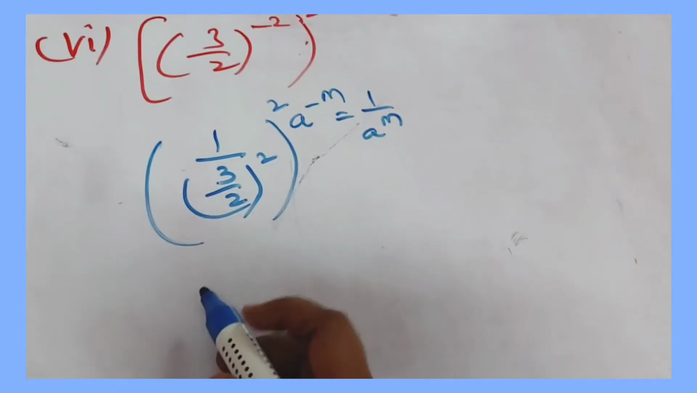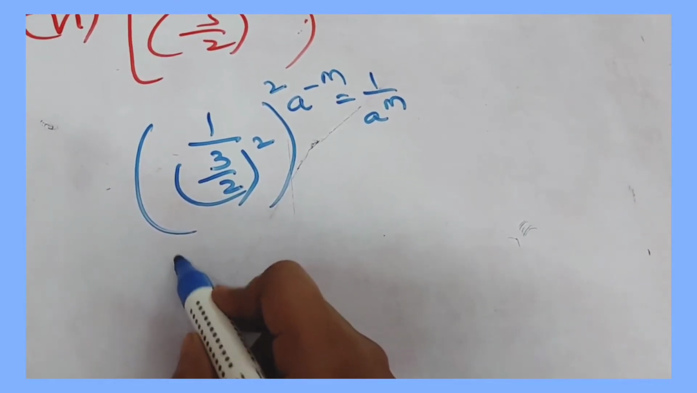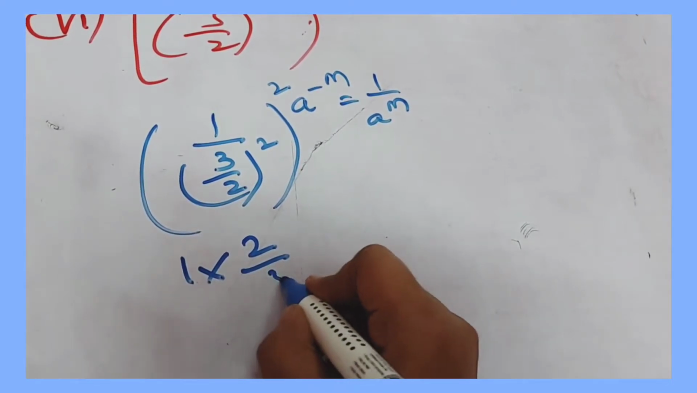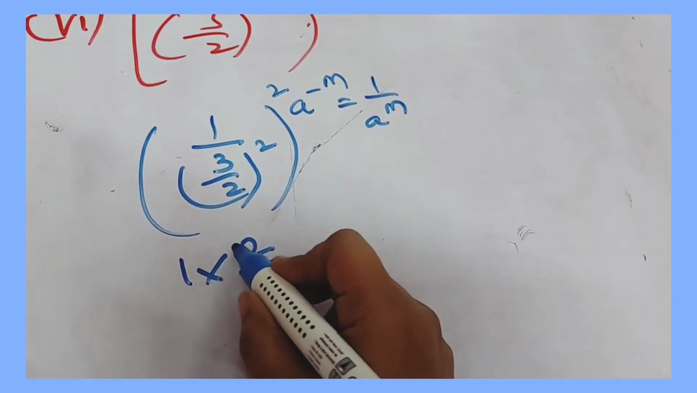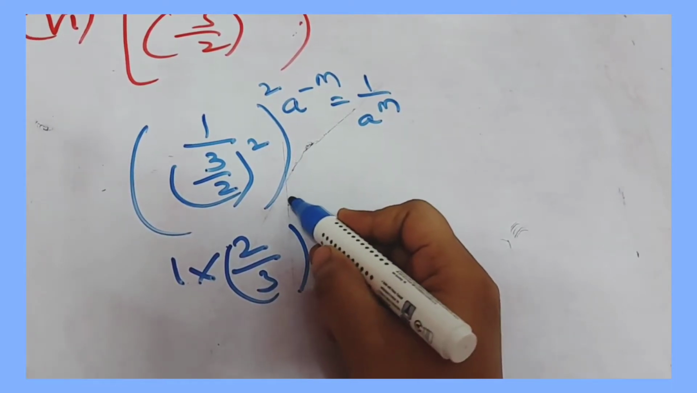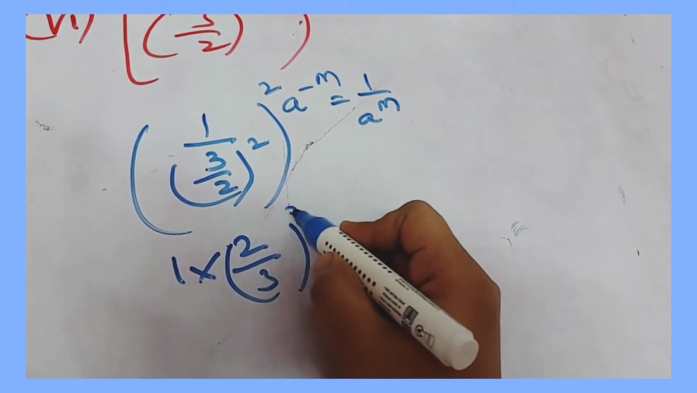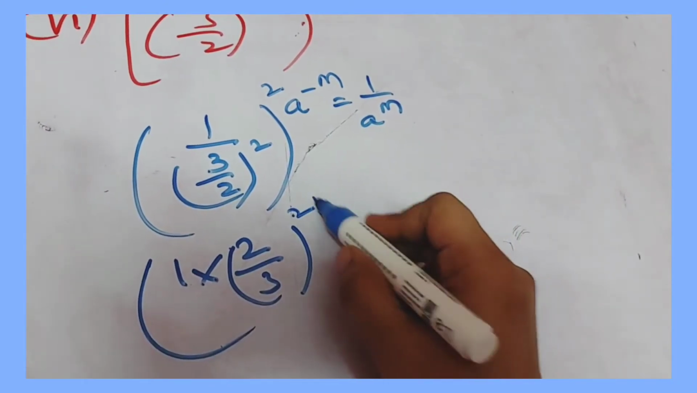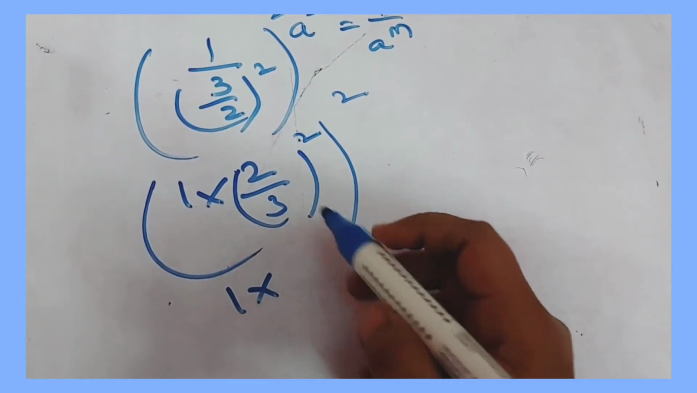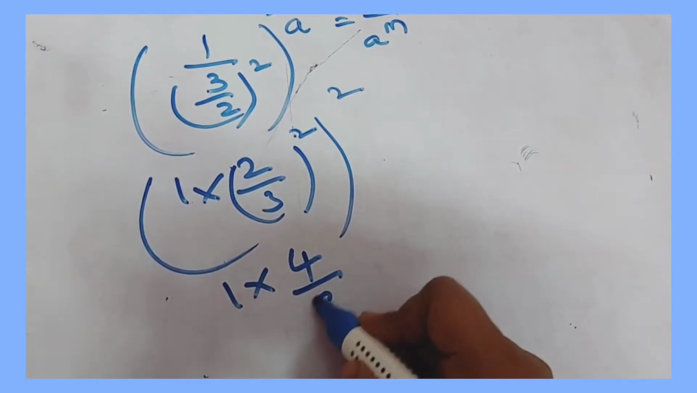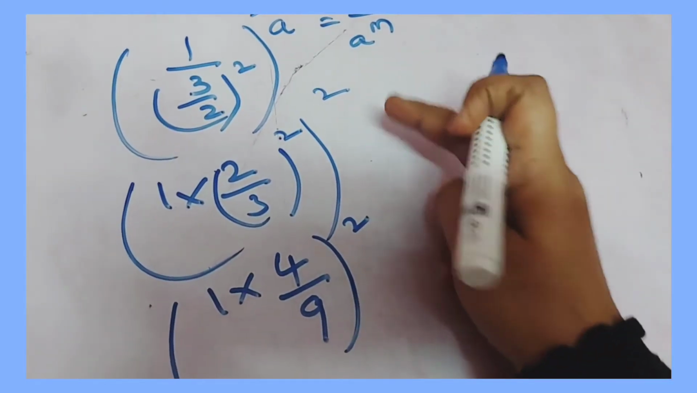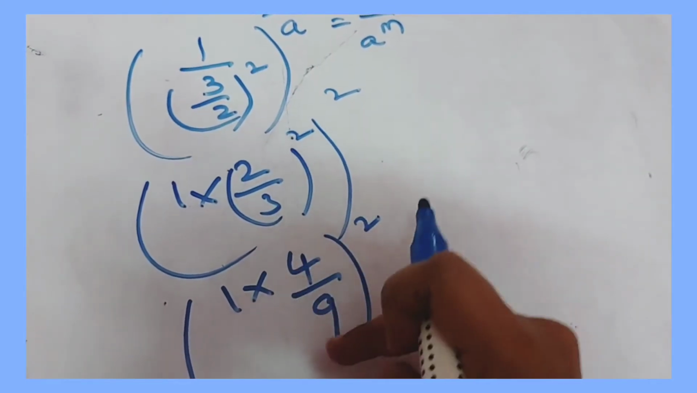Then again what you have to do here? 1 into 2 by 3. Here we have to write reciprocal. 2 by 3. Then whole square. Okay. 1 into 2 by 3 whole square. Again we have to take square. So 1 into, it is 2 2s are 4 by 3 3s are 9. Okay, then again we have to take whole square. This square we have to take. This we have multiplied here.